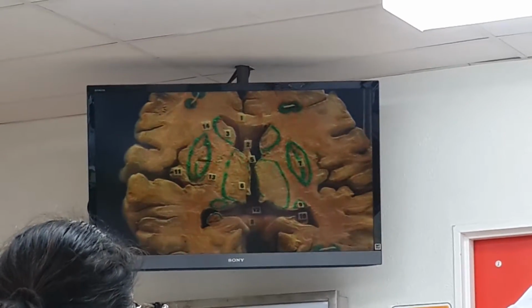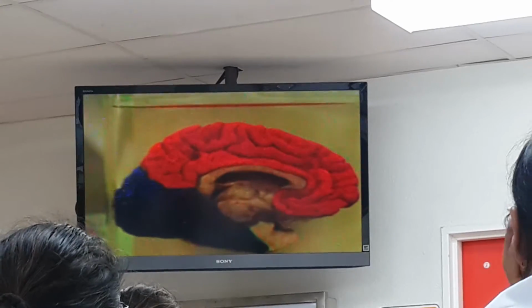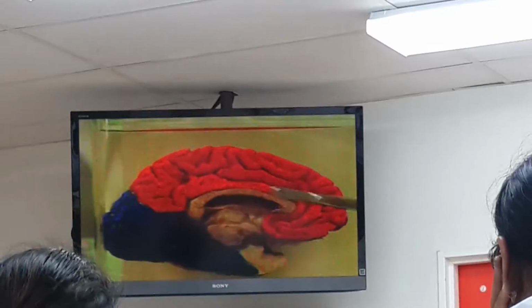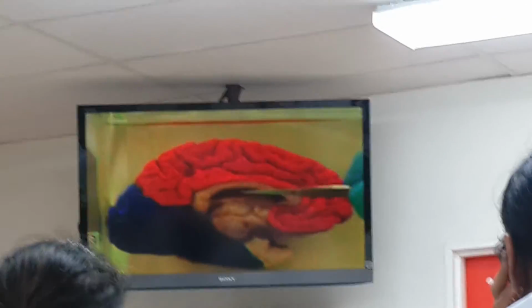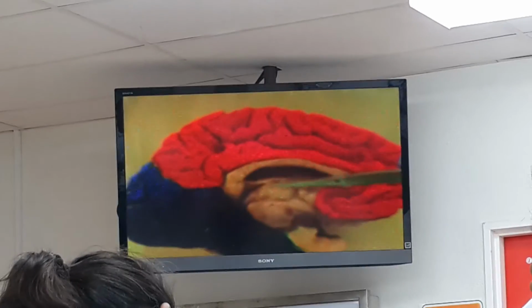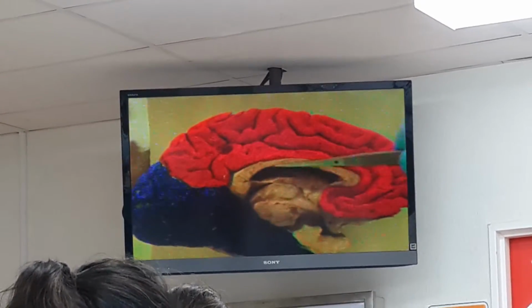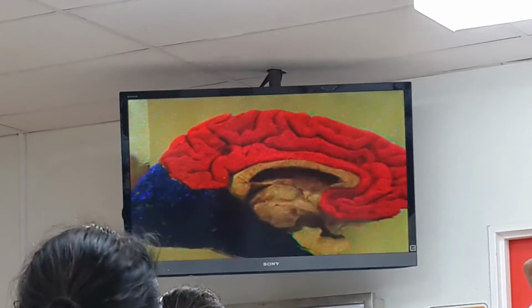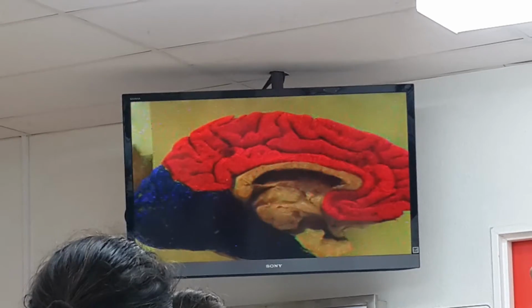So we have one more specimen here. This is a medial surface of the cerebrum, and here this is the thalamus. This structure, thalamus, and you can see the cavity there. It's a cavity which is inside the cerebral hemisphere. That's the lateral ventricle.